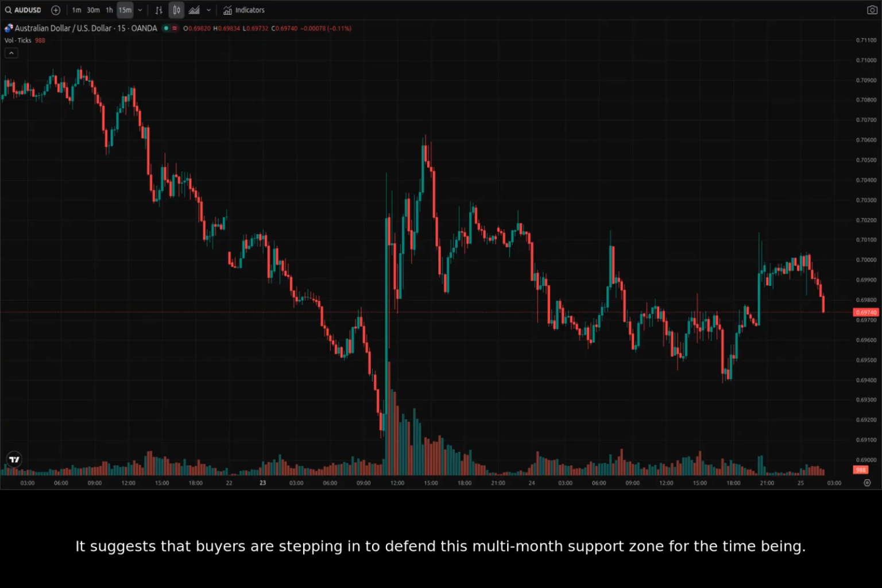It suggests that buyers are stepping in to defend this multi-month support zone for the time being. However, momentum is still clearly favoring the downside until a significant resistance level is reclaimed. Volatility is expected to remain high as we approach several major central bank meetings next week. Don't chase the spikes, as they are often completely reversed by the very next news headline. Let's transition back to the daily view for our final recap and long-term predictions.